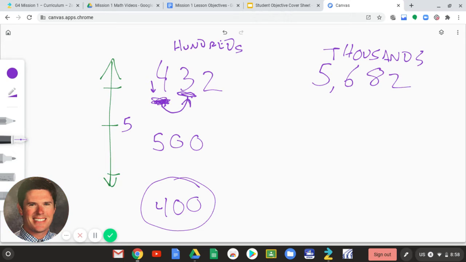Okay. So again, you're just looking at the place value to the right, the one directly below whatever place value you're rounding to. So if I have 5,682 in the second example, and I'm rounding to the thousands place, well, I have to go to the thousands place. The 5's in my thousands place. So I'm either going to round up to 6,000 or down to 5,000. Those are my two choices.